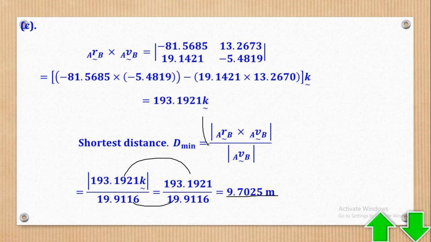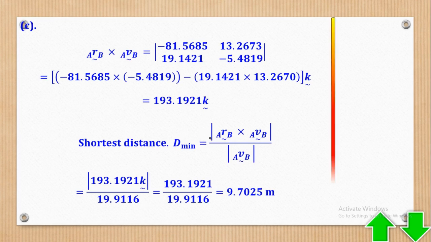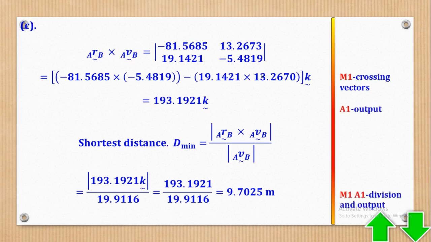So this is the formula for getting shortest distance between two particles in vector form, with relative velocity and relative position. So basically that's what they wanted. Now let's see how marks can be awarded. So M1 for crossing, A1 for output, M1 for division, and A1 for output.